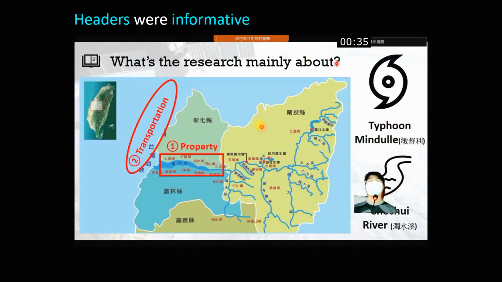For clarity, headers were informative. So the research wants to figure out two things. The first is they want to know the sediment transported by the river, what its property.